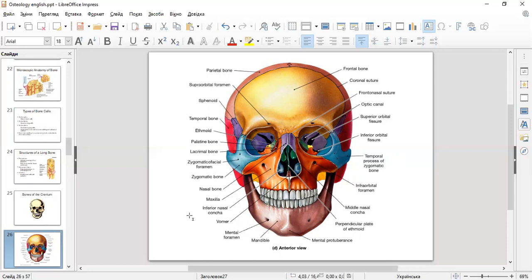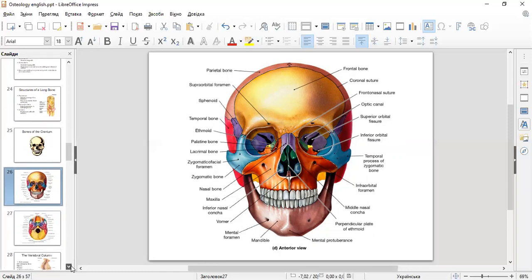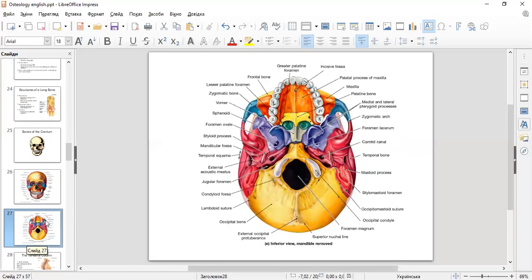Also, the skull has the calvaria, or skull cap, the upper convex part of the skull; the external surface of the cranial base, basis cranii externa, the lower portion of the skull facing outward; and the internal surface of the cranial base, basis cranii interna, the lower portion of the skull facing the cranial cavity.